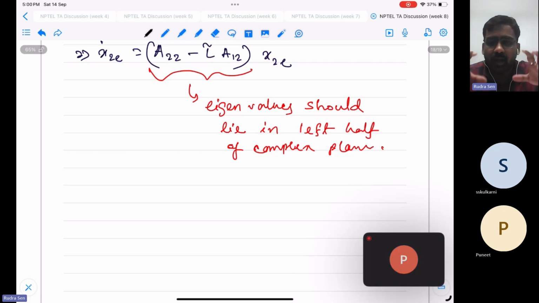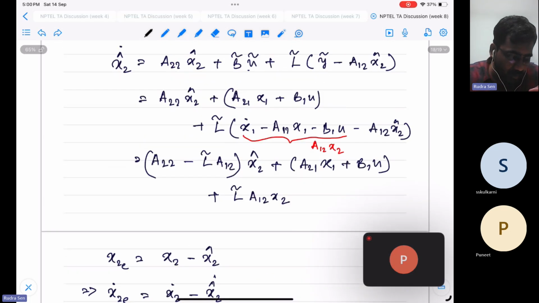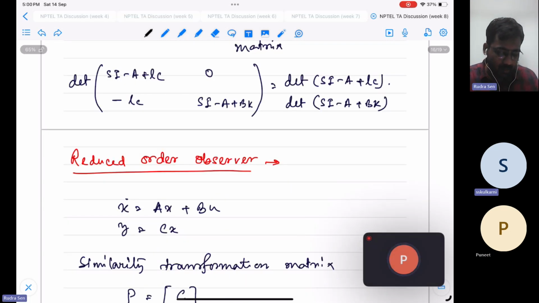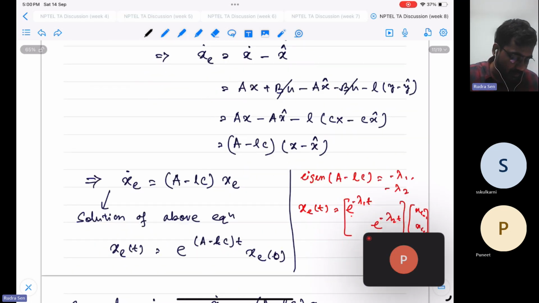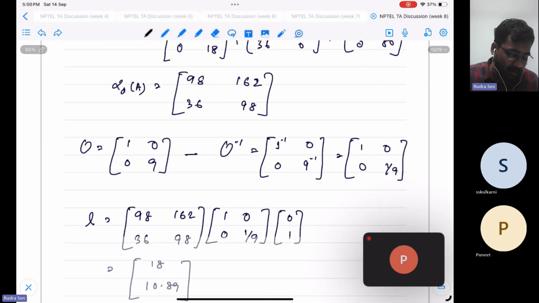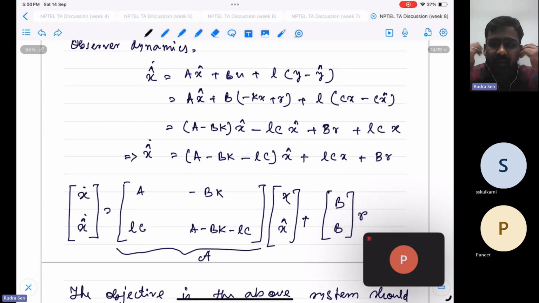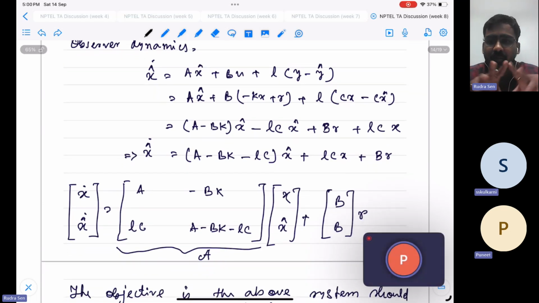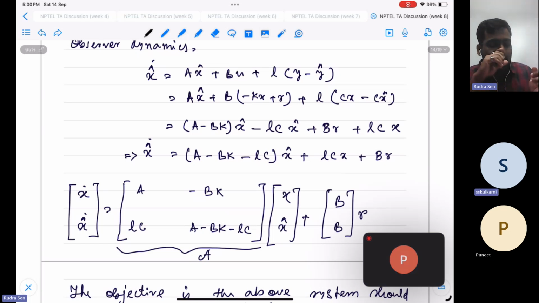For that case, tomorrow from 3 p.m. to 5 p.m. I'm going to take an extra session class. If you wish to join, you can join over there, and we will discuss how we can do this MATLAB code thing. I have already told you that you can use place and acker. These are the two commands available in MATLAB to find the controller gain. As I've said, you can also use them to find the observer gain.